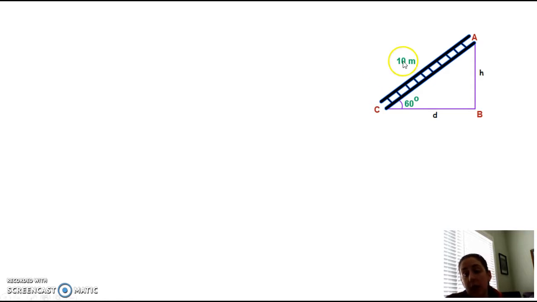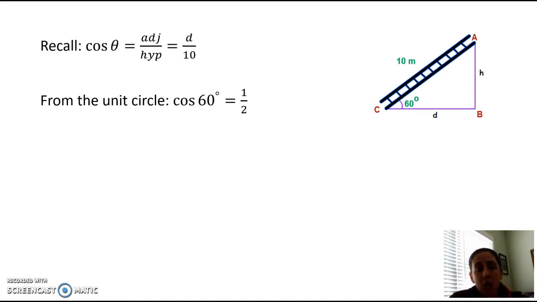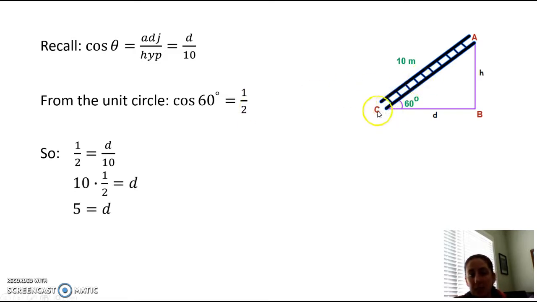Using right triangle trigonometry, we know that the cosine of 60 degrees would be the adjacent over the hypotenuse. We also know that the sine of 60 degrees would be the opposite height over the hypotenuse, 10. So let's look at the cosine. The cosine, being the adjacent over hypotenuse, is d over 10. If you look back at your unit circle, you know that the cosine of 60 degrees is 1/2. So we can set 1 over 2 equal to d over 10 and solve for d, which means the distance from the base of this ladder to the building is 5 meters.